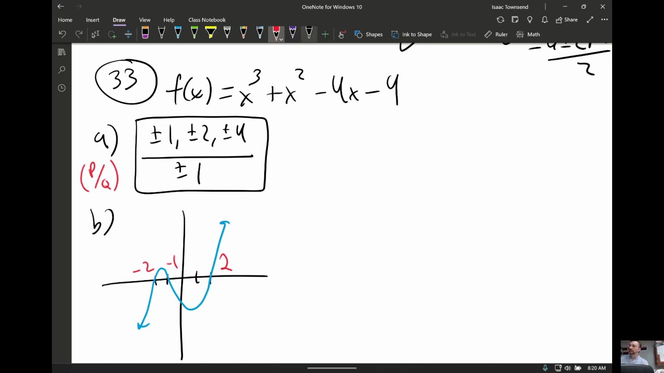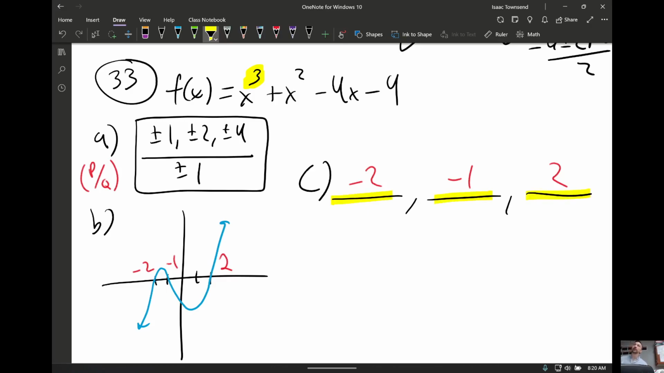Part C, find all of the real zeros. Well, from the graph, I can see 3 of them, -2, -1, and +2. Now, the last question, I would have synthetically divided this to make this a lower degree, and then synthetically divided this to make it a lower degree, and then synthetically divided this to make it a lower degree. This question was just less work. It was a 3rd degree, so in the end, it can only have 3 zeros anyway, so all 3 of them were found on the graph. We didn't need to do any division to lower the degree and make the question manageable.